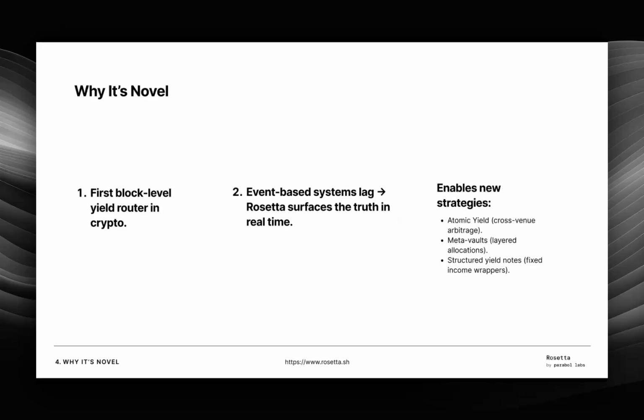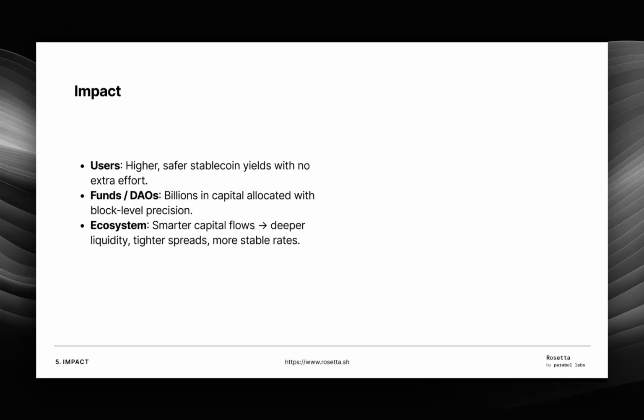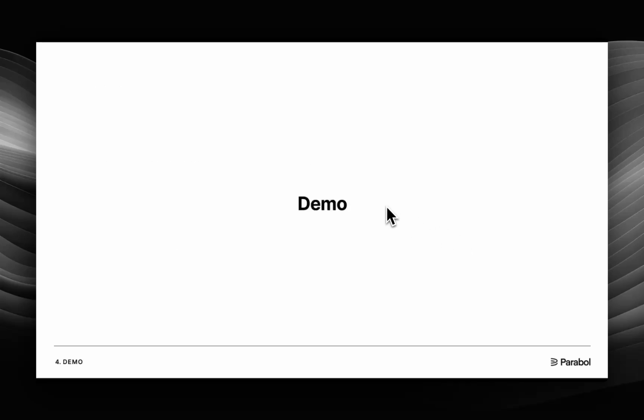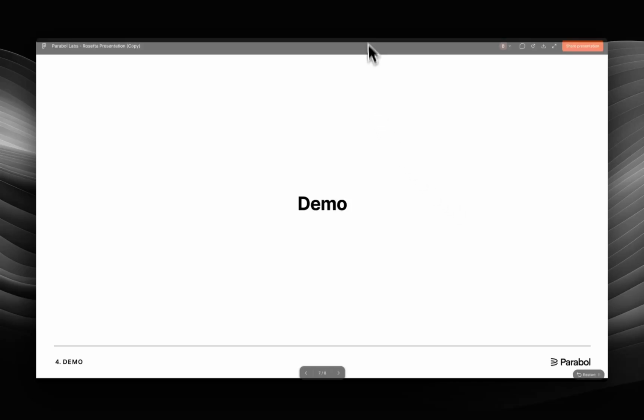So, why is it novel? Because everything runs at block cadence. It's the first block level yield router in crypto. Unlike event-based systems, Rosetta surfaces the truth in real time, and it enables new strategies. The result is higher, safer yields for users, block level precision for funds and DAOs, and deeper liquidity with tighter spreads for the ecosystem. Okay, now let's look at the app itself.